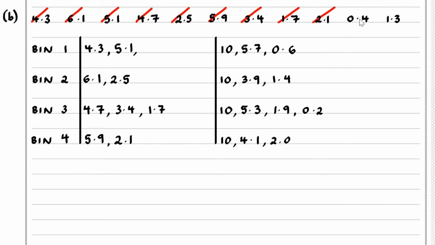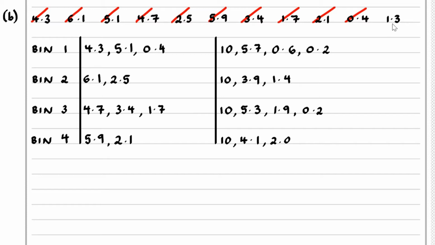Let's now take a look at the 0.4. Well, there is enough space in bin 1 to place the 0.4 into it. So we place the 0.4 into bin 1, and therefore the remaining space will be 0.6 subtract 0.4, which is 0.2. Let's now cross off the 0.4, indicating we've used it.